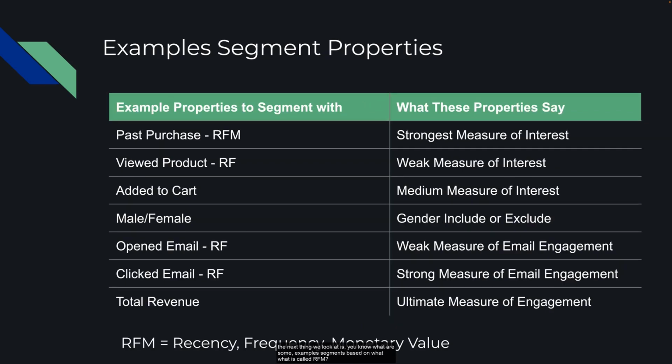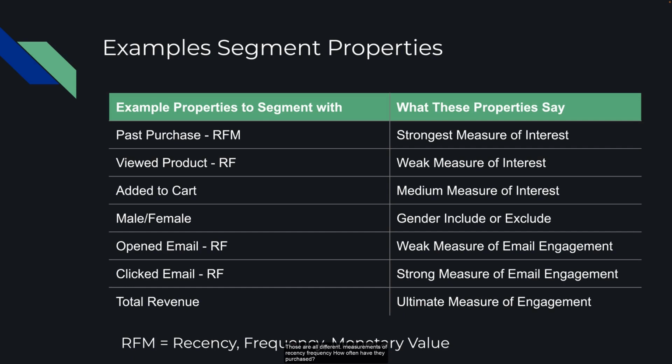Then the next thing we look at is, what are some example segments based on what is called RFM. And I learned RFM from a gentleman named Brian Kurtz. He wrote a great book called Over Deliver. Highly recommend it. But the main thing here is recency, frequency, and monetary value. So how recently have they purchased, or how recently have they viewed a product, or how recently have they added something to cart? Those are all different measurements of recency.